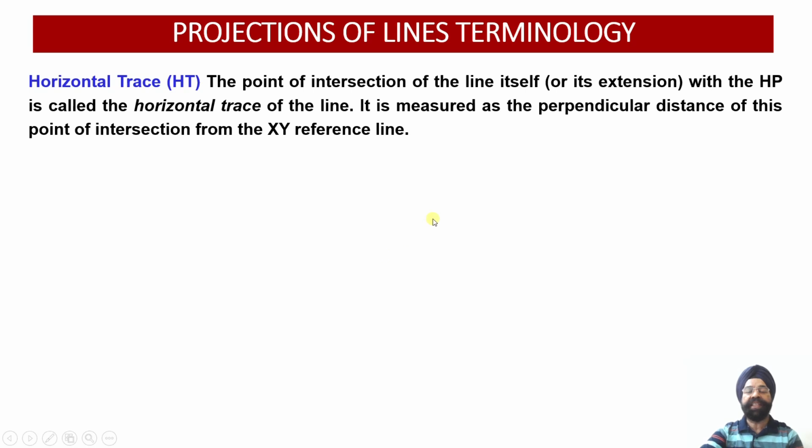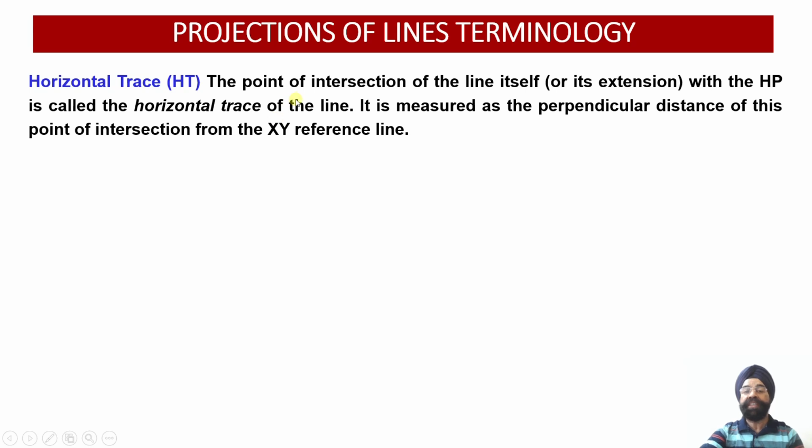Then another term we are going to add over here is traces of the line. The trace of the line means the intersection of the line with a particular reference plane. The line may itself intersect with a reference plane, or if it is not intersecting directly, it has to be extended to make it meet the given reference plane. This will happen when the line happens to be perpendicular or inclined to a particular reference plane, because whenever a line is parallel to a reference plane, it is not going to intersect with that plane.